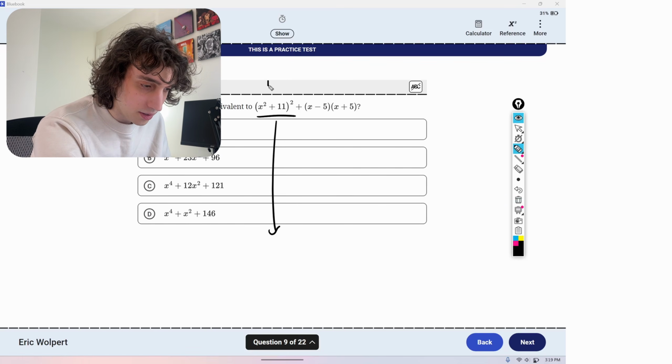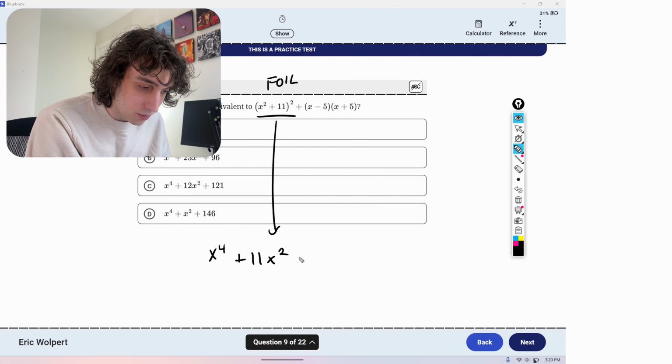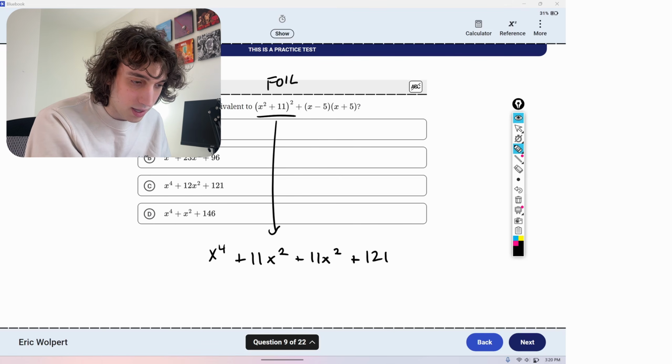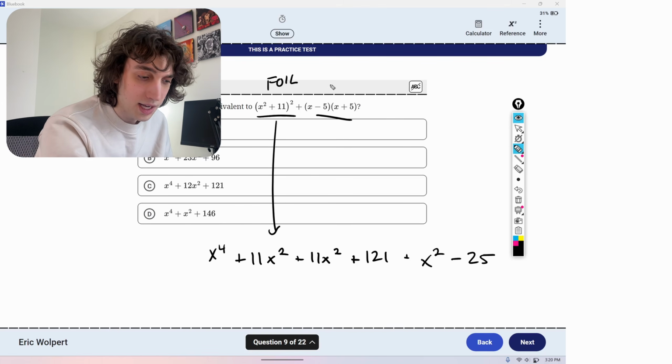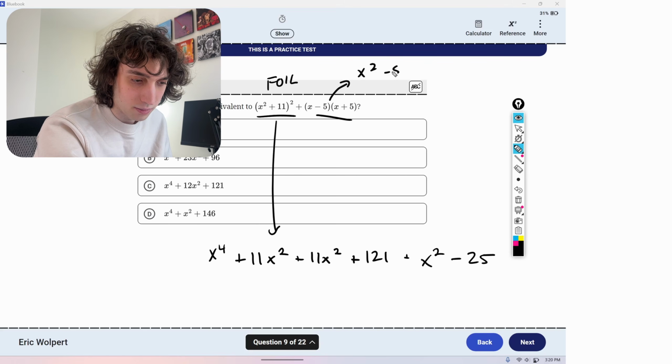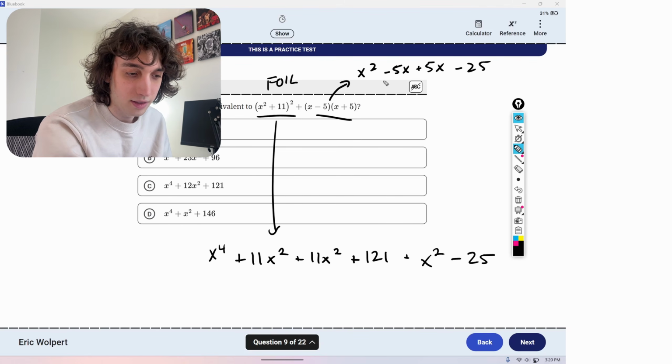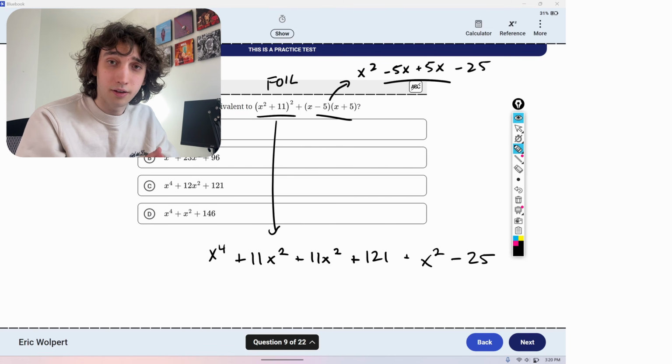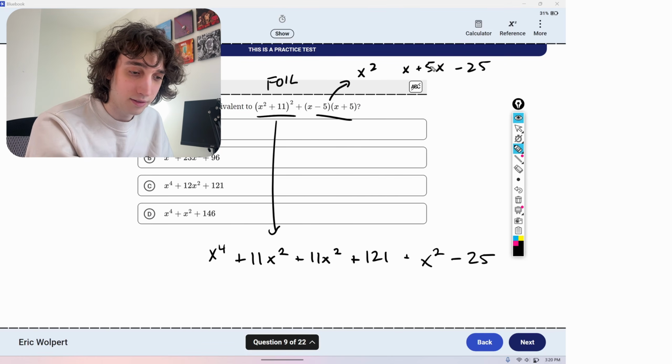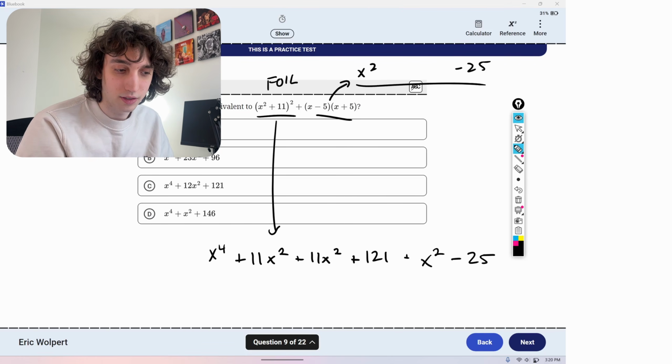If we square this, think about using FOIL. Our first 2 terms give x to the 4th. Our outer terms would be 11x squared, inner terms 11x squared, last terms 121. And then same thing here, we're going to use FOIL again. This one is a difference of squares. So technically this is x squared minus 5x plus 5x minus 25. But these 5x's are going to cancel out, right? 5x minus 5x, that's 0. So really this is just x squared minus 25.